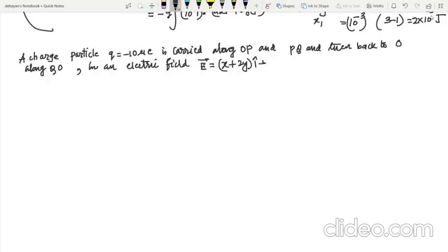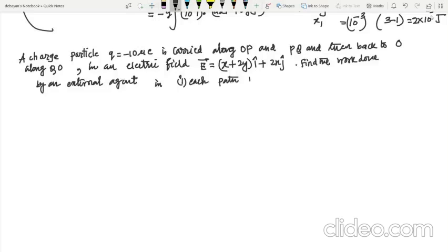So you have to find the work done by an external agent in each path, and as well as you have to find it for the round trip. A simple curve is given and you have to find a simple work done.